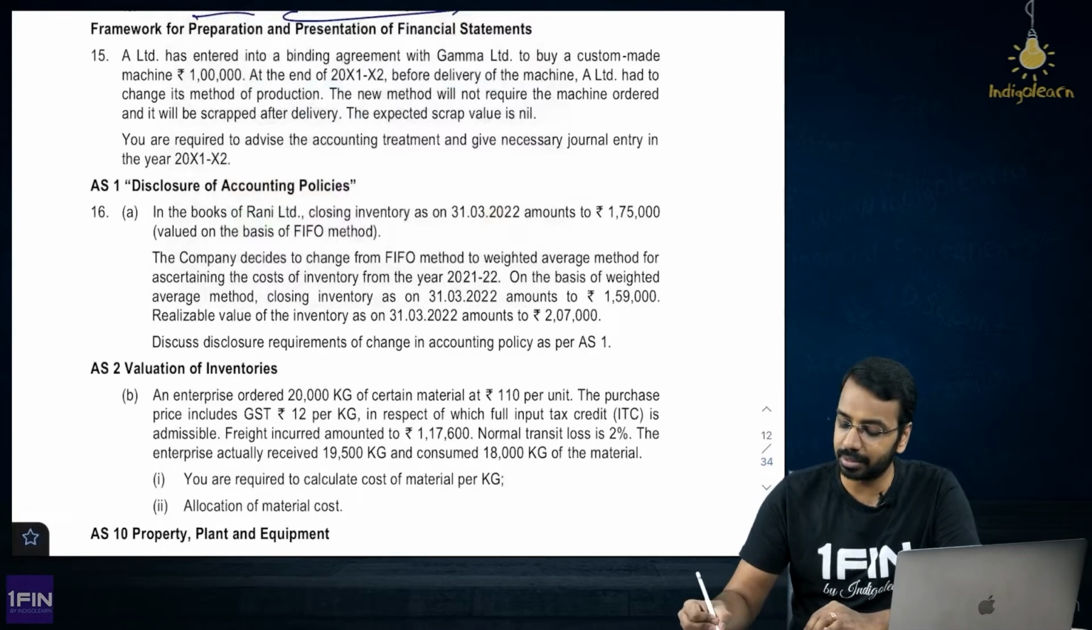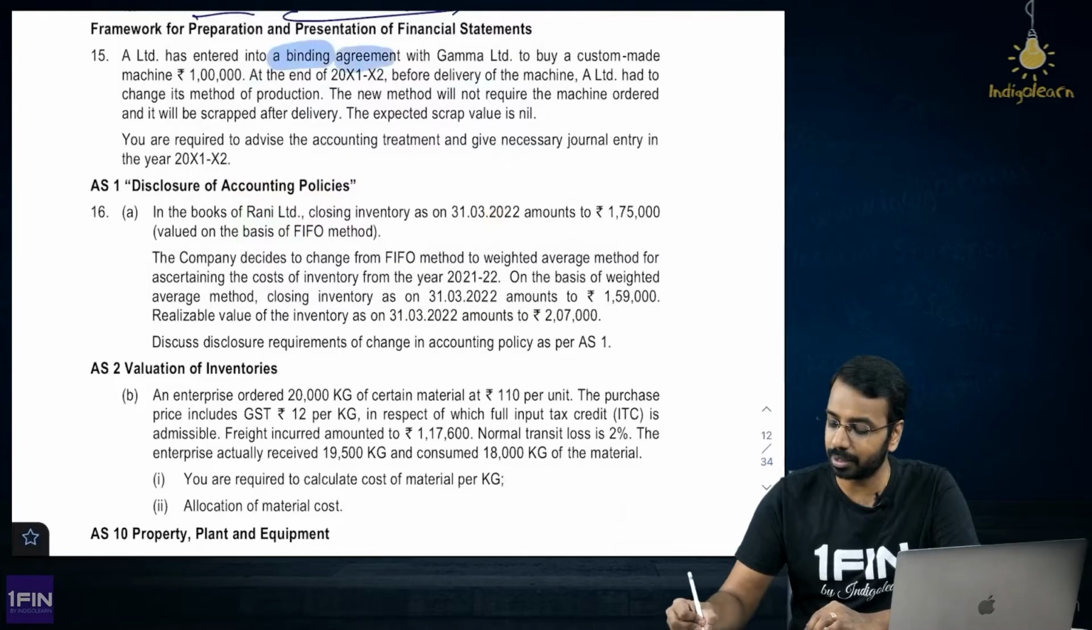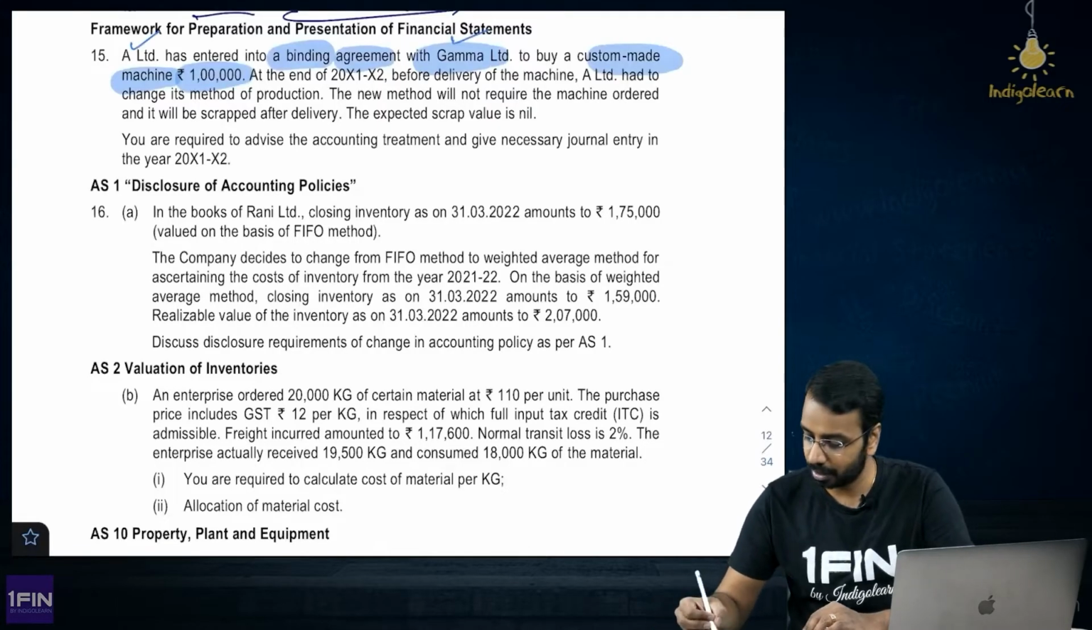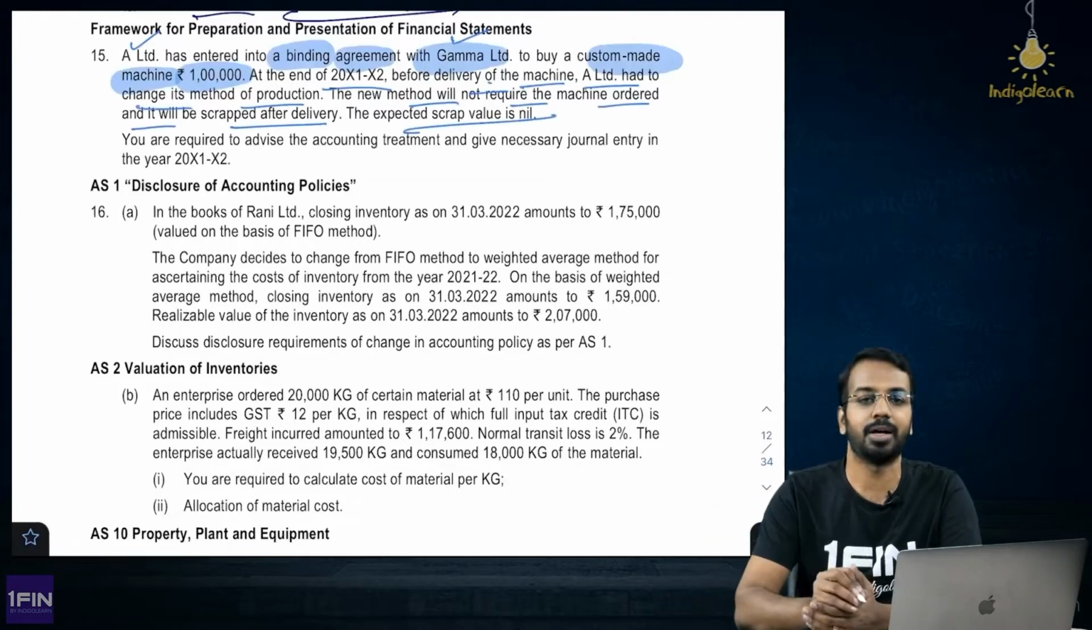A Limited has entered into a binding agreement with Gamma Limited to buy a custom made machine for 1 lakh. So who has entered? A has entered into a binding agreement with Gamma Limited. At the end of year 2, before the delivery of the machine, A Limited had to change its method of production. The new method will not require the machine ordered and it will be scrapped after delivery. Expected scrap value is nil.